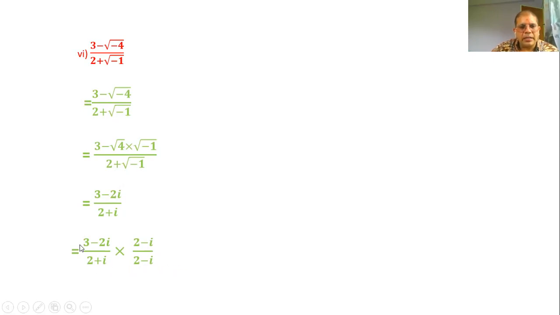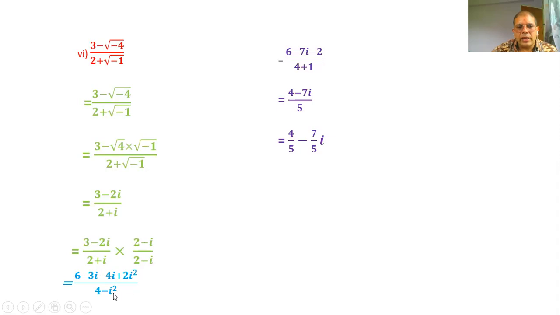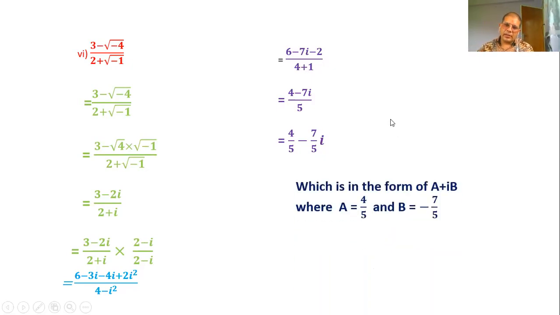Then it is (a plus b)(a minus b) in the denominator, and you should multiply the numerator terms. It is 6 minus 3i minus 4i minus 2i square, divided by 4 minus i square, and it is 6 minus 7i and minus 2. 2 into -1 is -2, divided by 4 plus 1. So i square is -1, and minus -1 is plus 1. So it is 4 minus 7i divided by 5. You can separate this: 4 by 5 minus 7 by 5 i. So it is in the form of a plus ib again, where a is equal to 4 by 5, b is equal to -7 by 5.